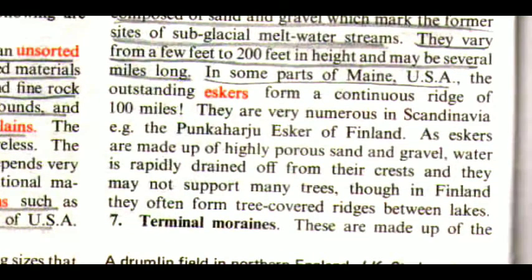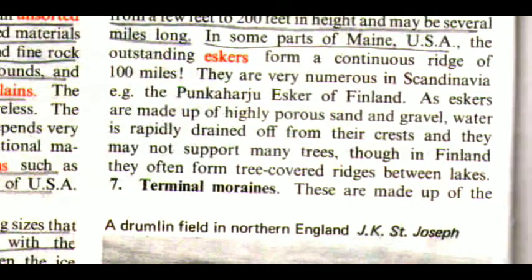In some parts of Maine, USA, the outstanding eskers form a continuous ridge of 100 miles. They are very numerous in Scandinavia, for example the Punkaharju esker of Finland. As eskers are made up of highly porous sand and gravel, water is rapidly drained off from their crest and they may not support many trees, though in Finland they often form tree-covered bridges between lakes.